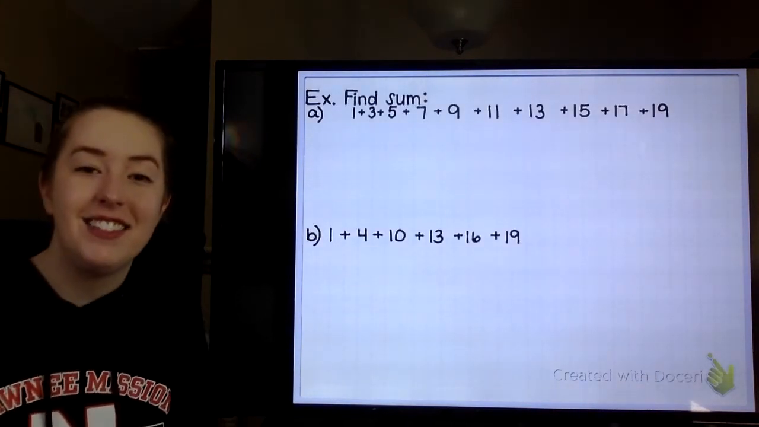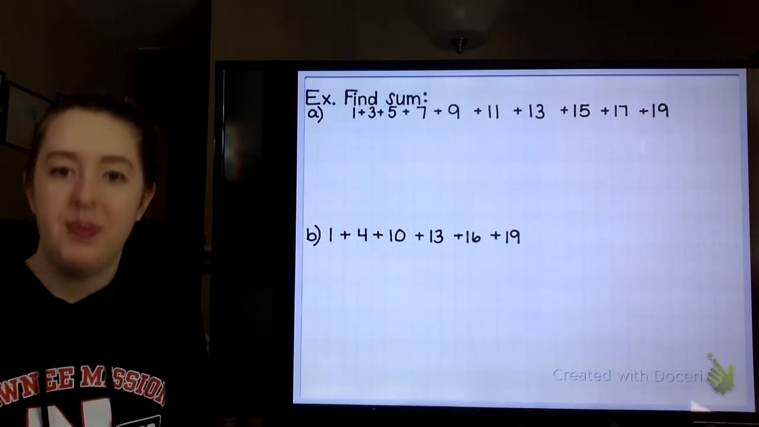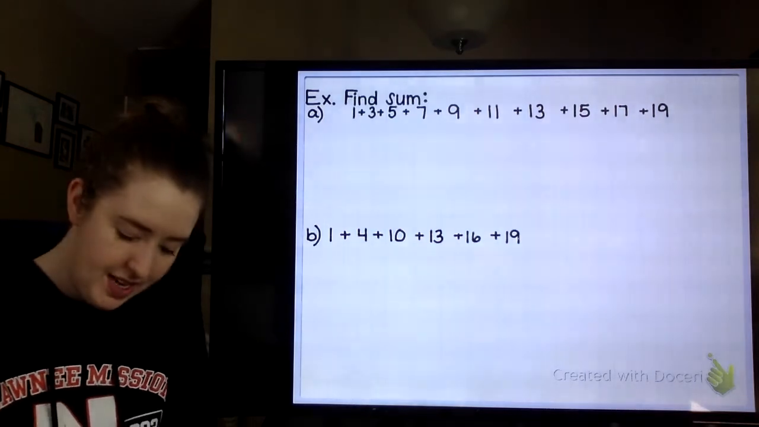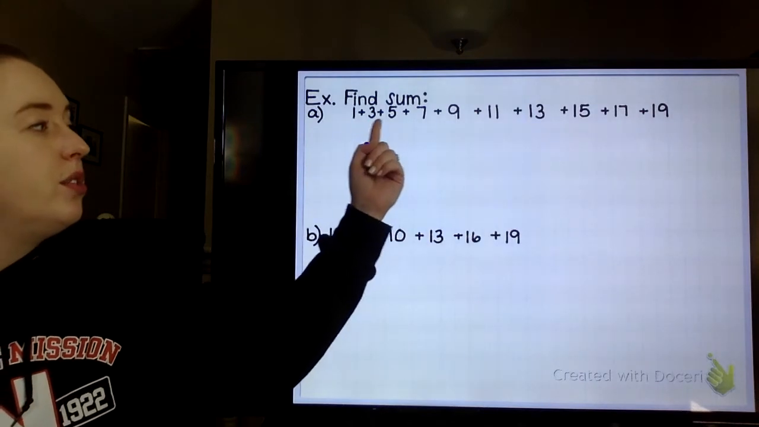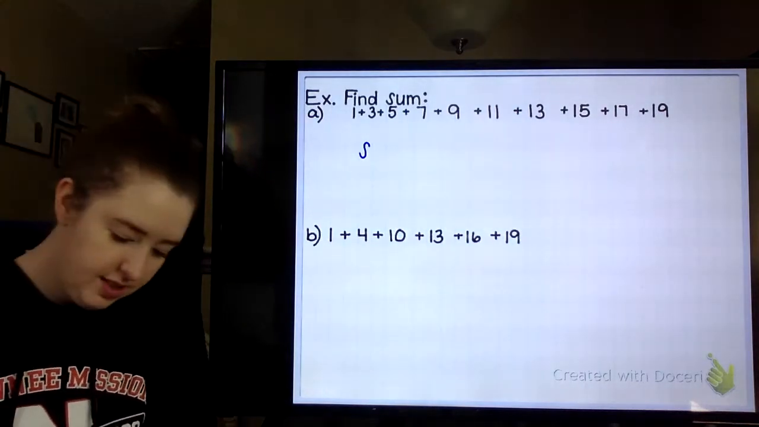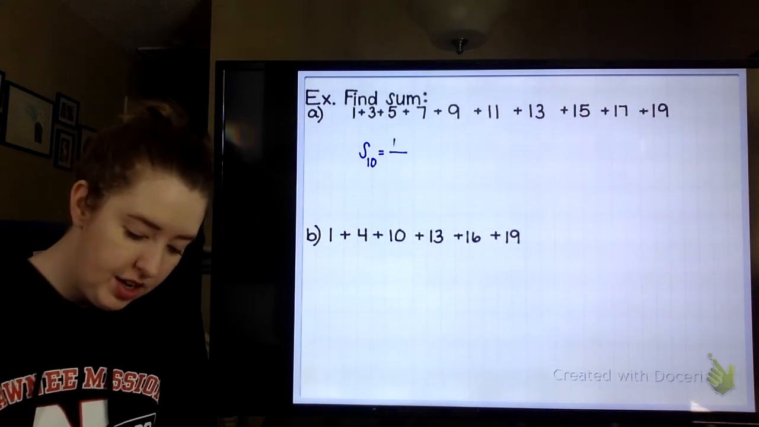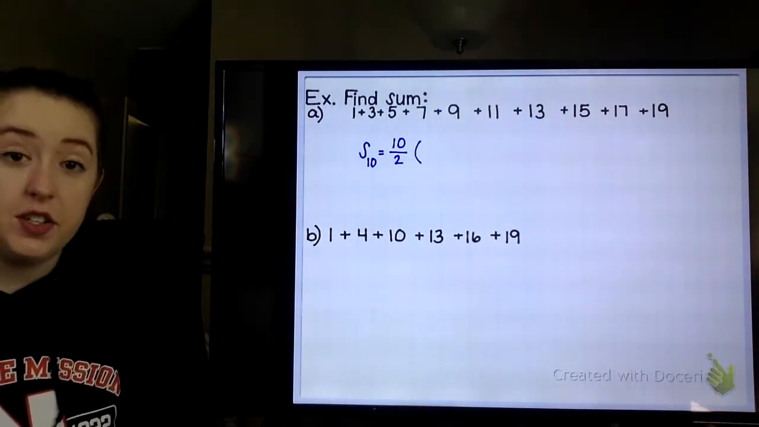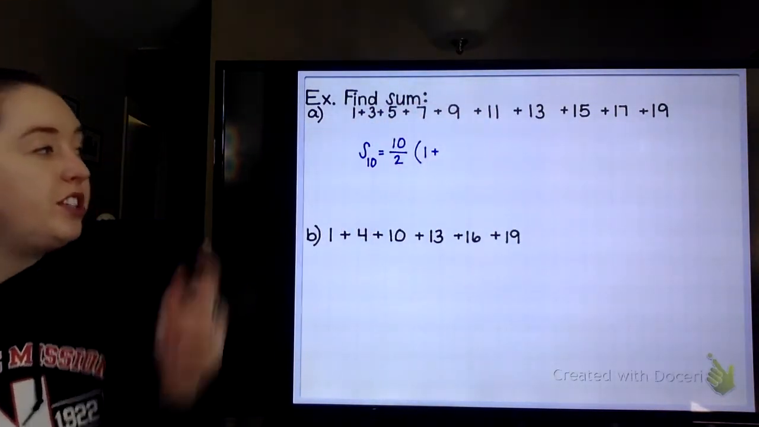Okay. There we go. Now I want to find the sum of 1 plus 3 plus 5 plus 7 plus 9 plus 11 plus 13 plus 15 plus 17 plus 19. Okay, so first of all, I am taking the sum of the first, let's see, 1, 2, 3, 4, 5, 6, 7, 8, 9, 10 terms. So S sub 10. Since I have 10 terms, that's what's going to go on top of my 2 times the first term, which was 1, plus the last term, which is 19.